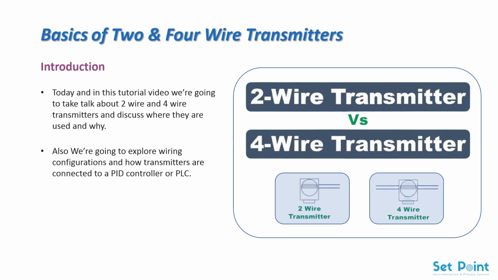For 4-wire transmitters, the transducer is powered by a pair of wires, 24 V typically, and the 4 to 20 mA signal goes in another pair of wires. Now let's go into details.